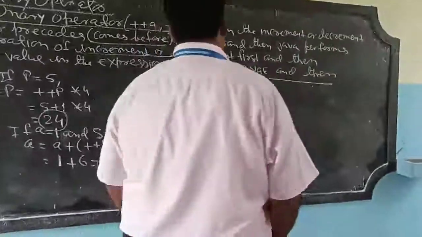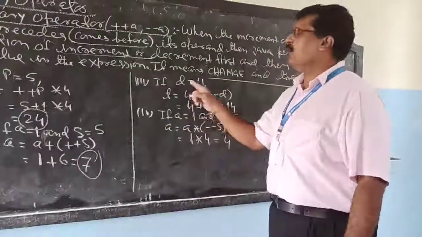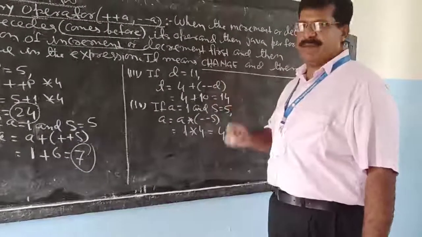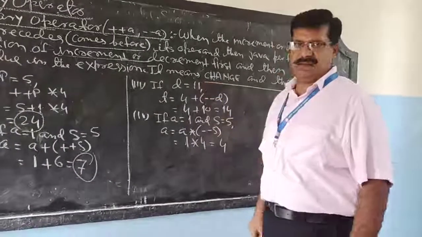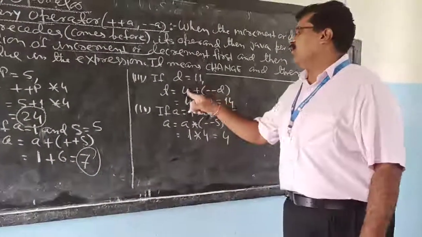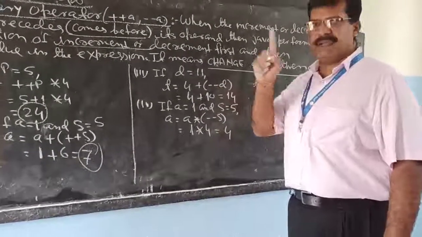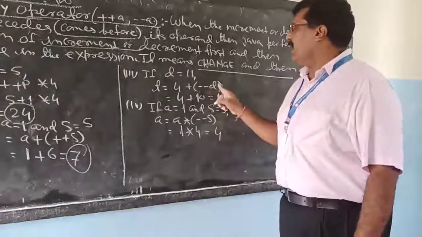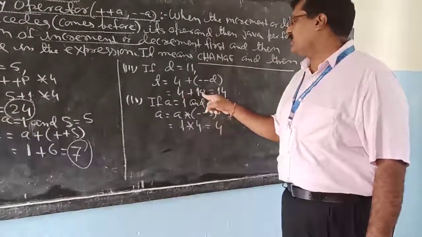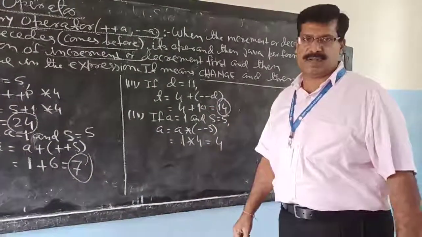Now see the third example using the decrement operator. That was the increment operator. Now using the decrement operator. If d equal to 11, the d value is 11. Then t equal to 4 plus --d. The decrement operator decreases the value by 1. So d minus 1, the d value is 11, 11 minus 1 comes 10. Then 4 plus 10 comes 14. So what is the value of t? The value of t will be 14.